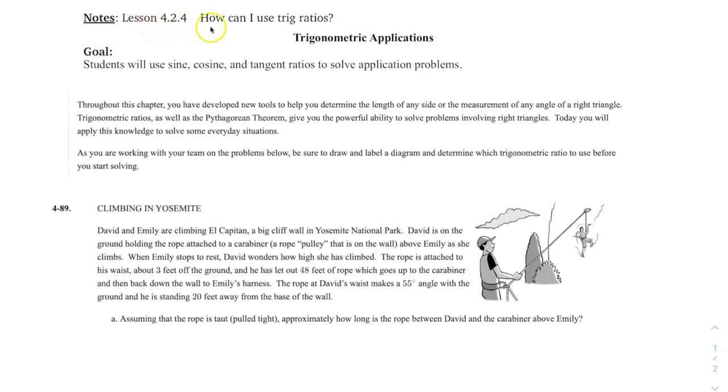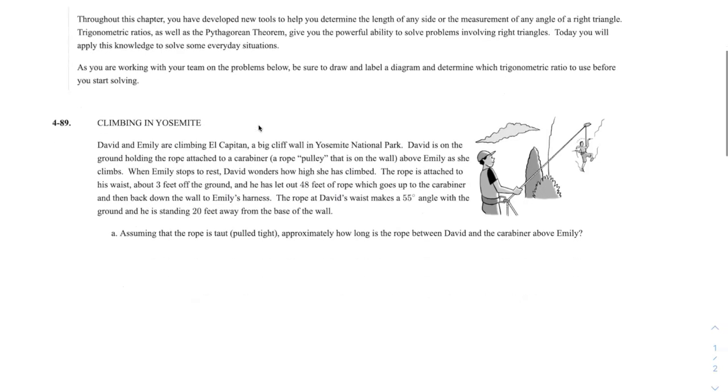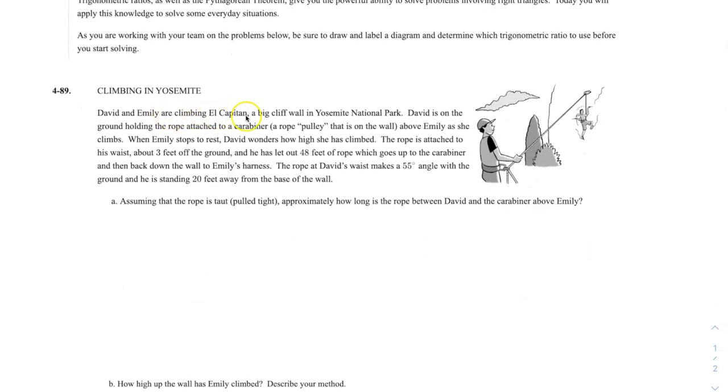Lesson 4.2.4. How can I use trig ratios? So the goal of this lesson is to use trig application problems, right? So apply everything we learned in the past couple lessons to everyday situations, like climbing Yosemite. David and Emily are climbing El Capitan, a big cliff wall in Yosemite National Park.